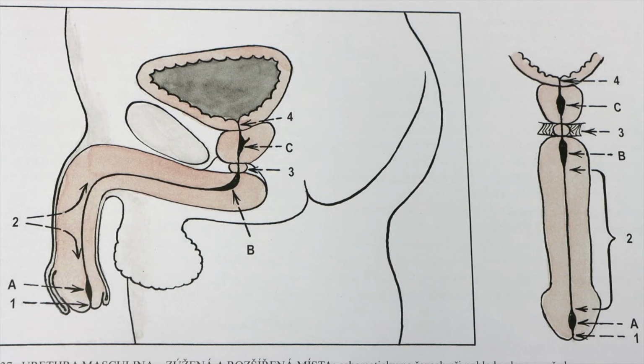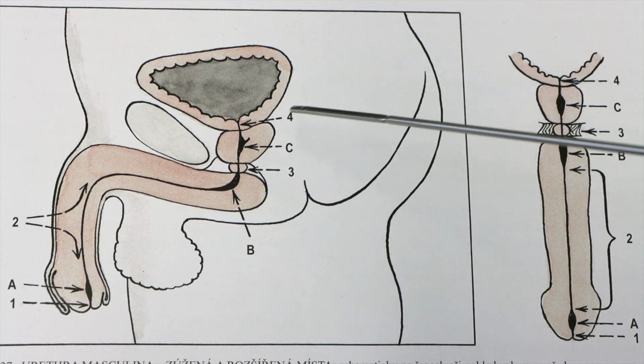Regarding the male urethra, we already discussed the female urethra, and now we have the male urethra, which, as I said, is a little bit more complicated because this passage is not only the passage of the urine, but also the passage of the sperm and ejaculatory fluid. So the male urethra, we divide into several parts.